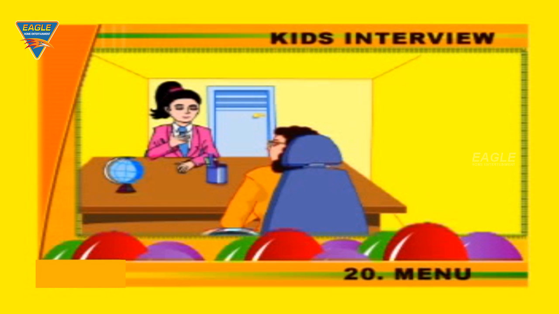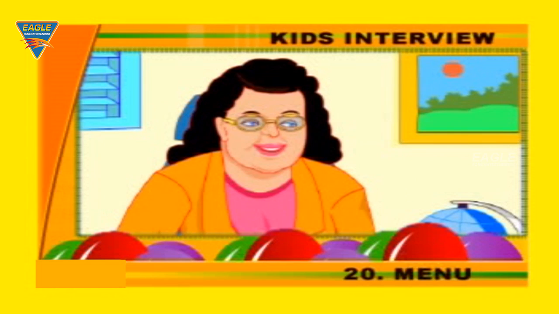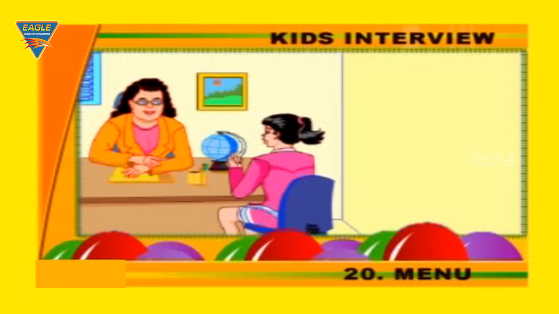Name 5 insects. Butterfly, spider, fly, mosquito, and honeybee. Name 5 water animals. Fish, frog, crocodile, crab, and duck.